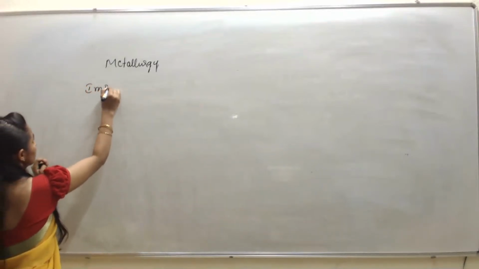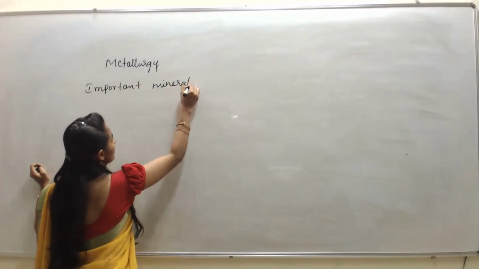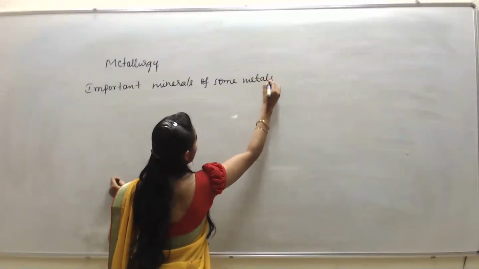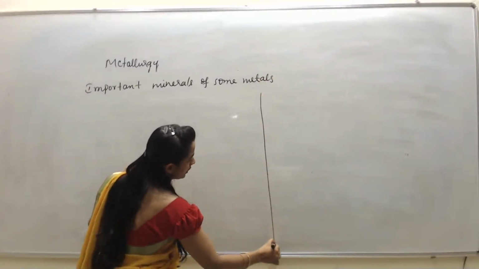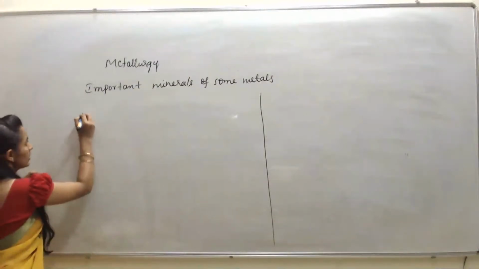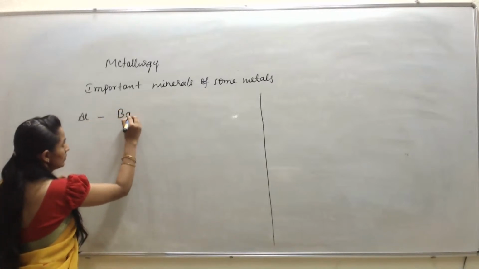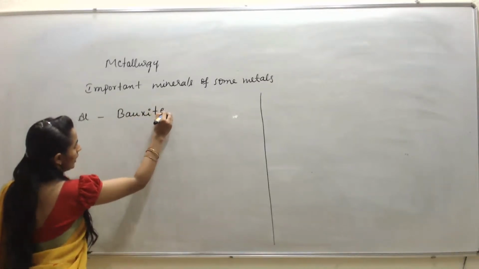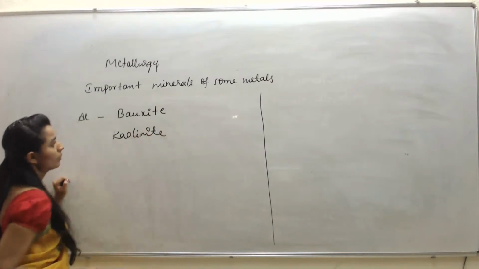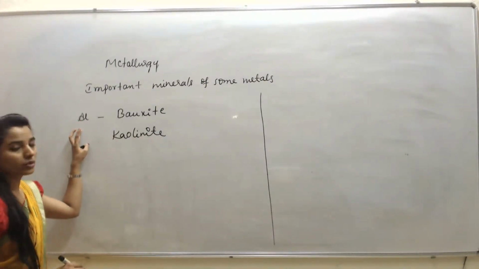Next one is important minerals of some metals. The first one is aluminium. Aluminium has bauxite and kaolinite as minerals. So in the earth's crust we get bauxite and kaolinite, the ores of aluminium.